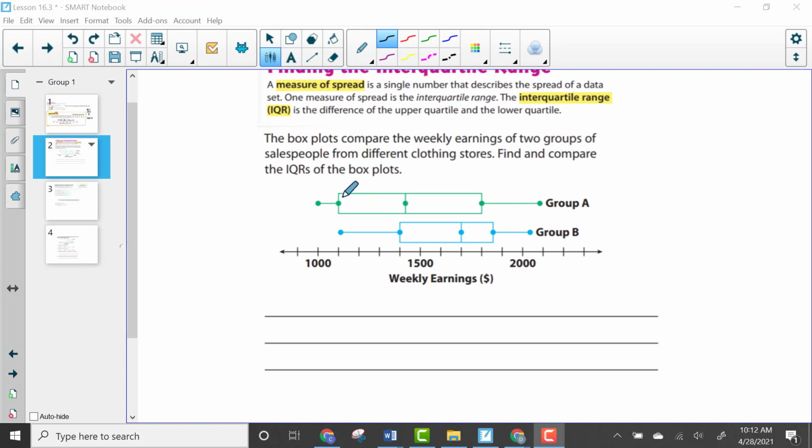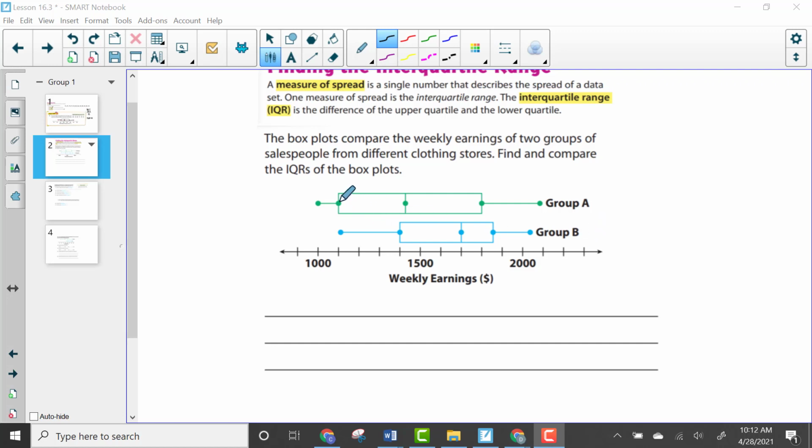The second point represents the lower quartile. That third point represents the median. And then we have the upper quartile. And then we have the greatest value. So you can see all those different parts are part of the box plot. So they're asking us to find and compare the IQRs of the box plots.